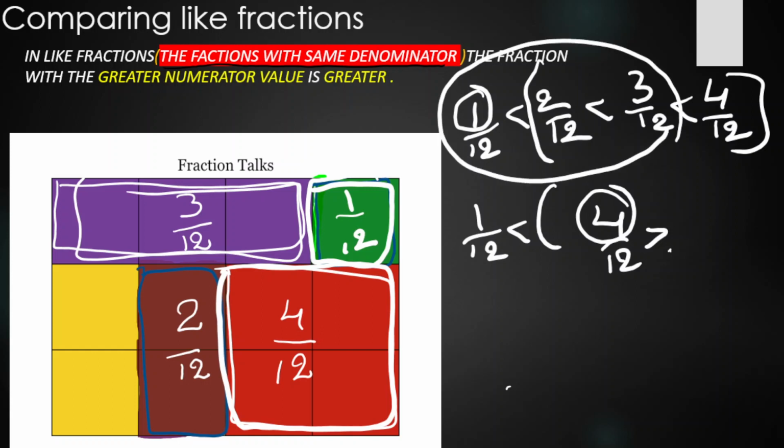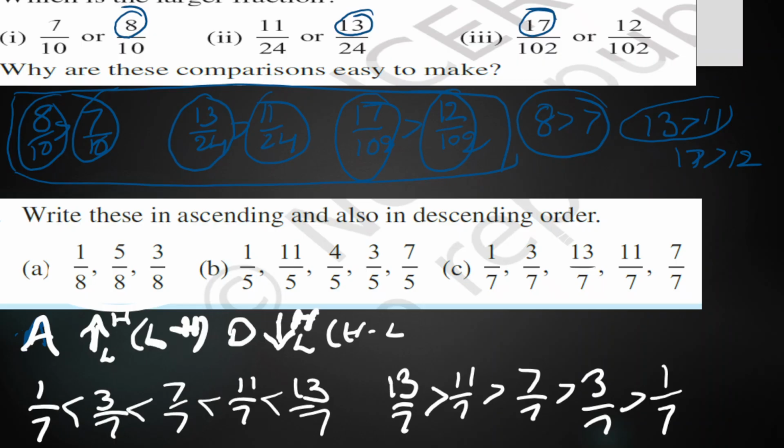So from this we can say that in like fractions, the fraction with the greater numerator value is greater, and the fraction with the smaller numerator value is smaller.